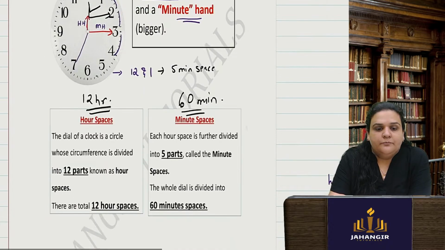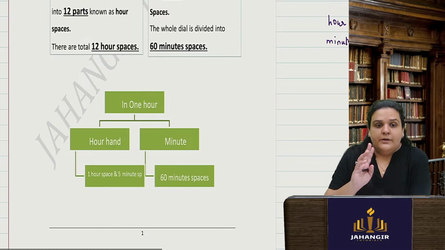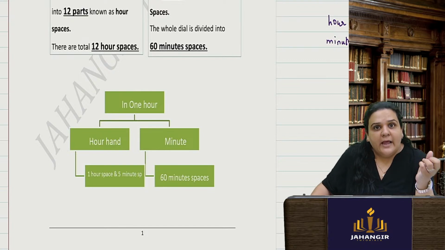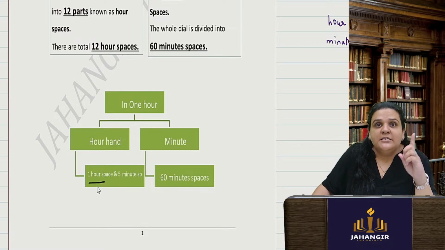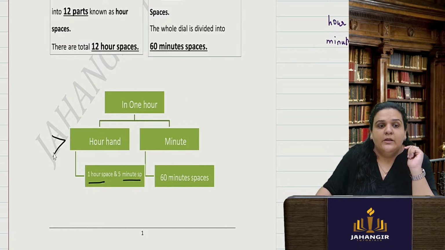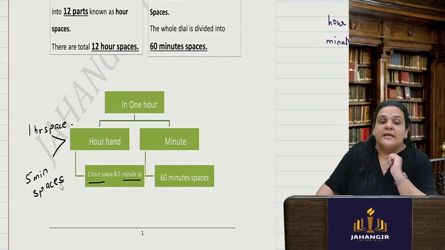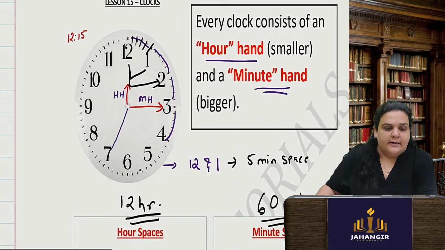Now, in 1 hour, the hour hand will move only 1 hour space, but it will move 5 minute spaces. Okay, in 1 hour, our hour hand will move 1 hour space, but it will move 5 minute spaces. This can be asked in your MCQ. Now see how.